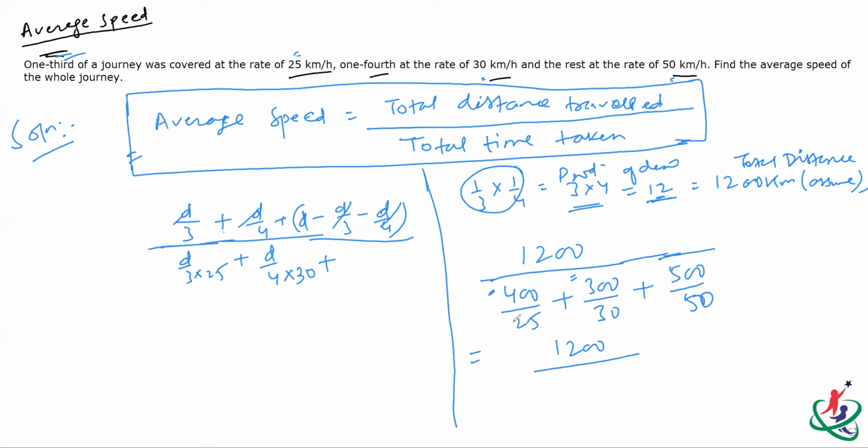Now when you solve this, it comes to 16 plus 10 plus 10, that is 1200 divided by 36. When you divide it, say, by 12, 12 goes 3 times and 1200 by 12 gives 100, so we got our answer: 100 upon 3 kilometers per hour. This is your average speed. I hope this is clear.